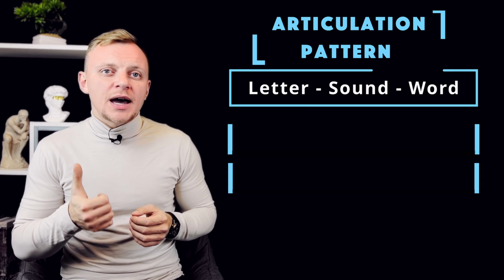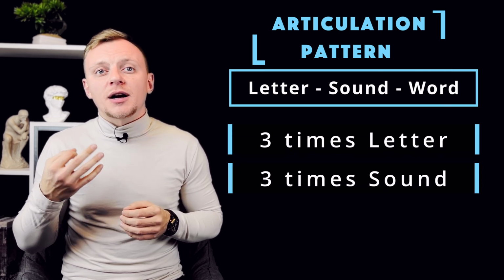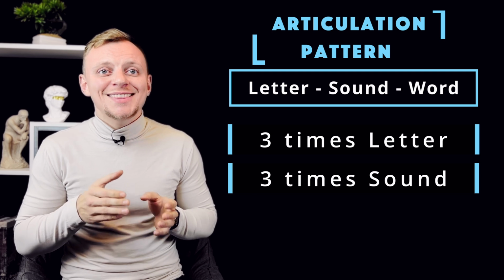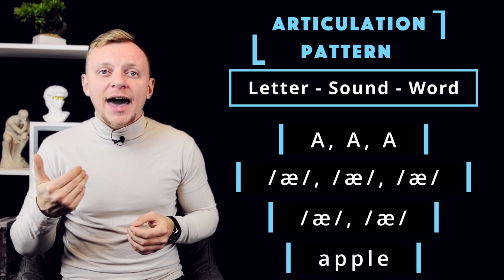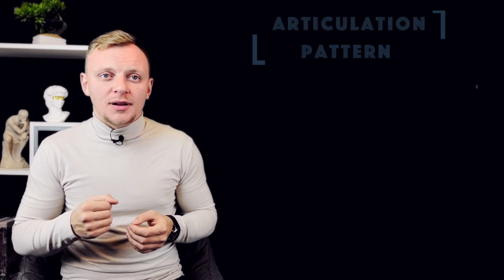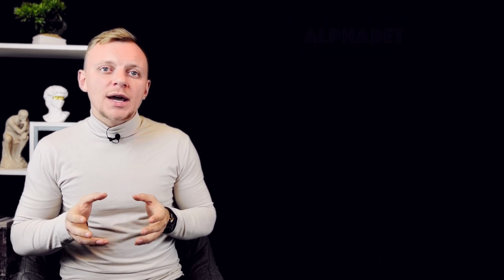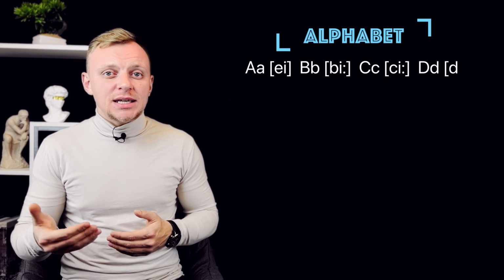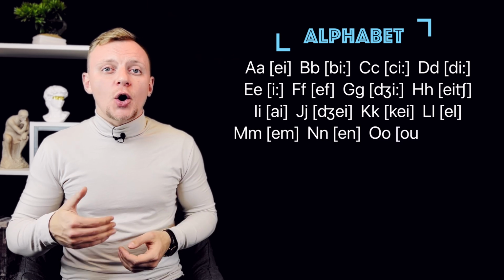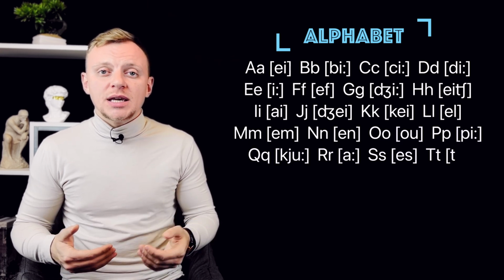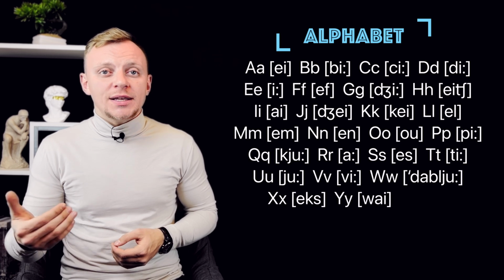When we articulate the sound letter word combination, we'll say the letter 3 times, the sound 3 times, then the sound again, but twice, and finally the word once. It will sound like this: a, apple. With that understood, let's quickly review the alphabet and finally move on to the basic sounds. So here we go: A, B, C, D, E, F, G, H, I, J, K, L, M, N, O, P, Q, R, S, T, U, V, W, X, Y, Z.